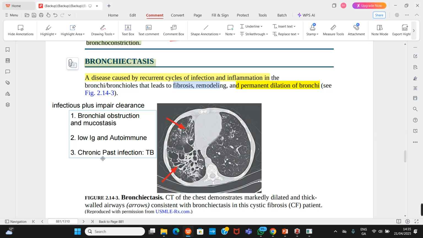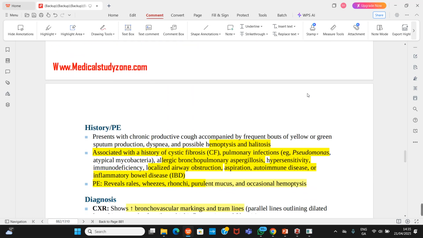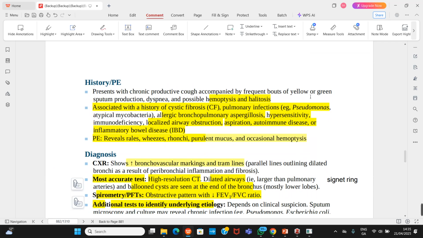Or even people with chronic past infection like tuberculosis, they could also cause serial inflammation that can lead to permanent dilatation of the bronchial airway. Or what you just need is something that can be causing recurrent inflammation that will destroy the bronchial airway. That is just what you need.